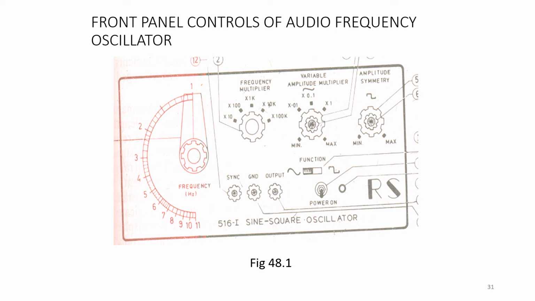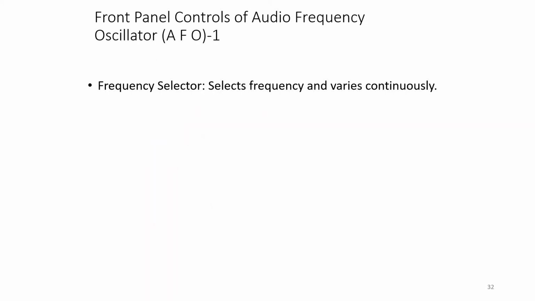So the amplitude multiplier is there, into 0.01, into 0.1, into 1. That is, if we need a very small signal to test the amplifiers, then we can put this variable amplitude multiplier in different positions to get millivolts output also. So this is the purpose of these controls of the audio frequency oscillator.